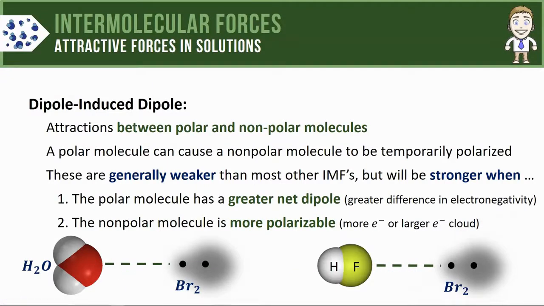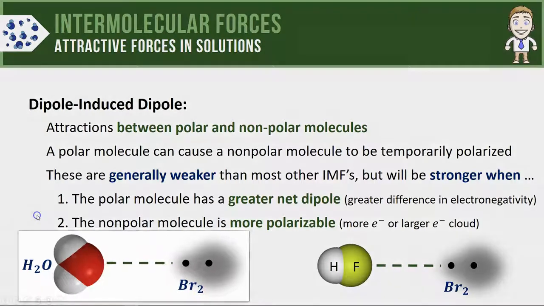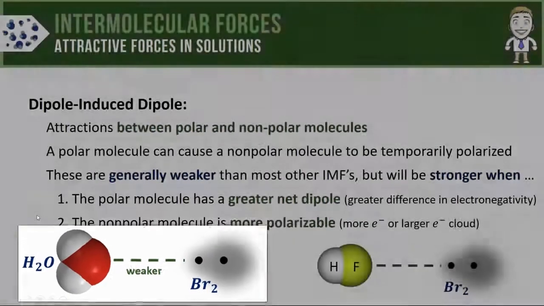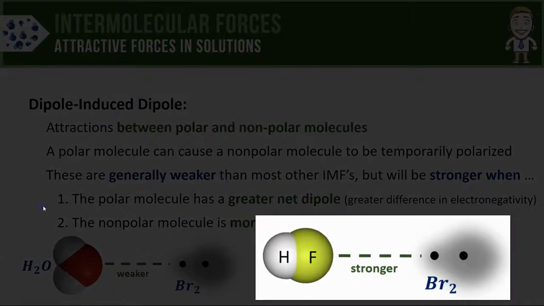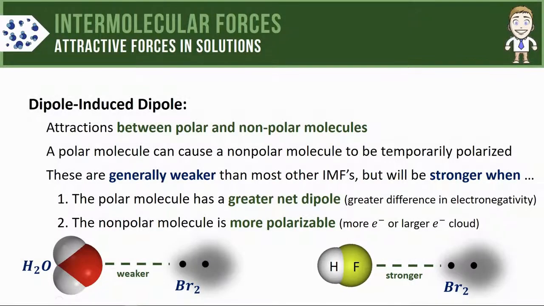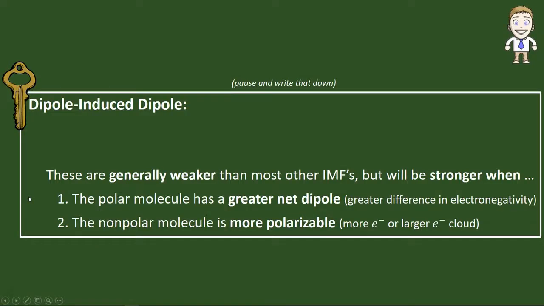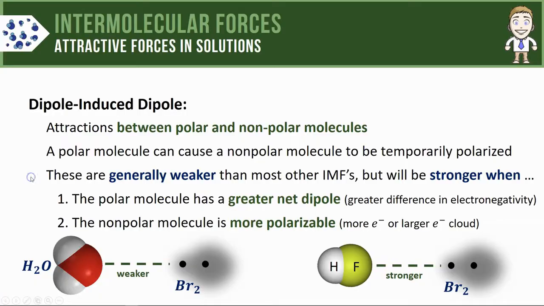Here's a different example involving water molecules and hydrogen fluoride molecules both being attracted to bromine. Like we saw earlier, there's a smaller difference in electronegativity between oxygen and hydrogen atoms, so the water molecules have a smaller net dipole. That means the dipole-induced dipole force here is going to be weaker. Hydrogen fluoride has a greater net dipole because the electronegativity difference between H and F is greater. That's going to result in stronger dipole-induced dipole forces between HF and bromine. Make sure to take some time and write down these key ideas related to comparing dipole-induced dipole strength.